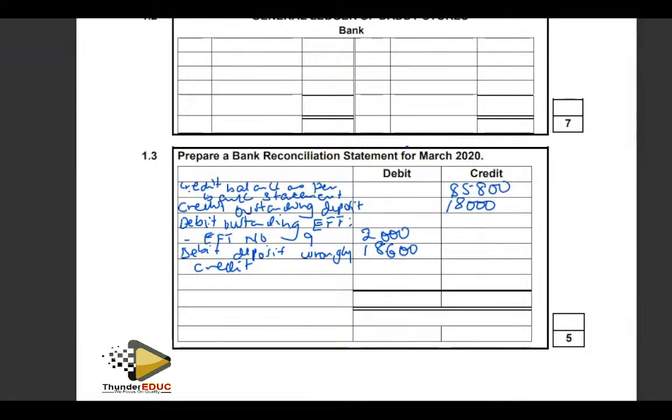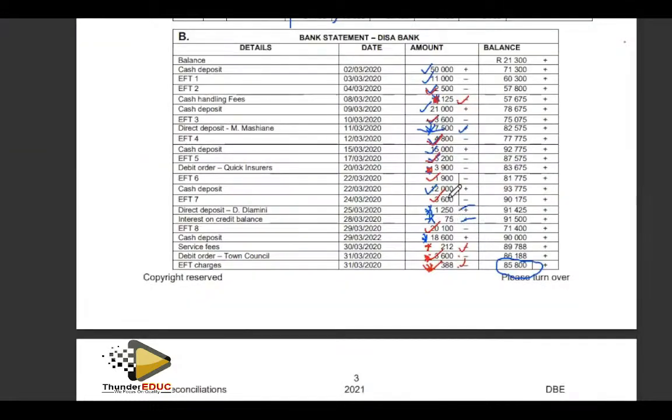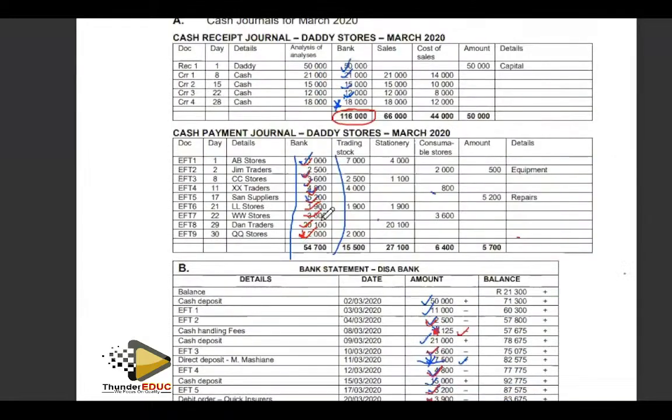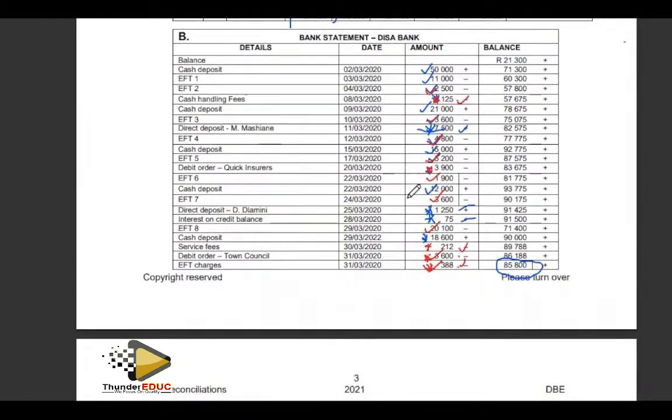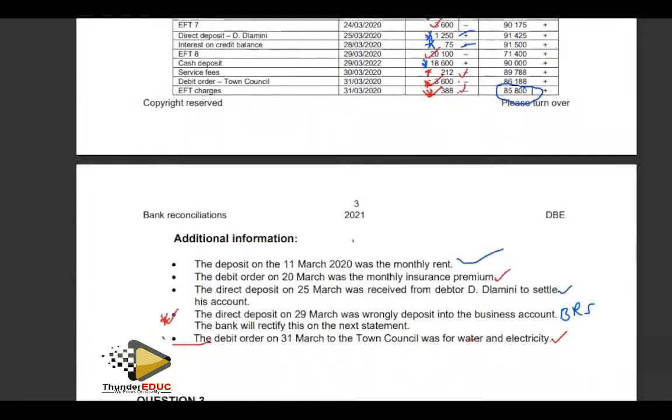It means that we have dealt with each. Let me confirm to see properly. If I check here, I'm done dealing with each and every item. My cash receipts journal has been done properly. Cash payments journal has been done properly. I've ticked everything off. Then when I check my bank statement, everything has been dealt with, okay? So additional information, everything has been dealt with. So it means that now I'm done with everything.